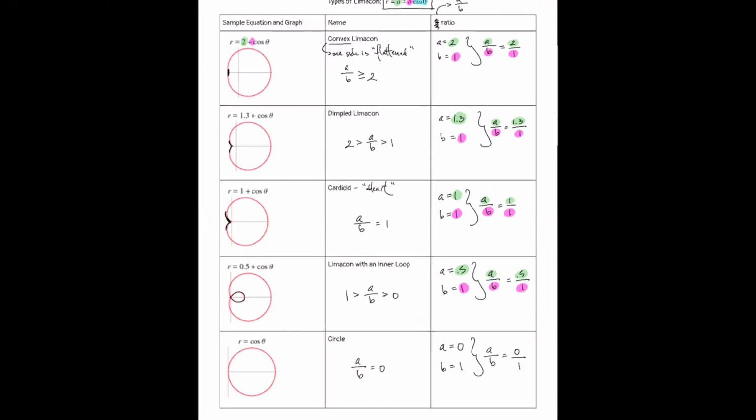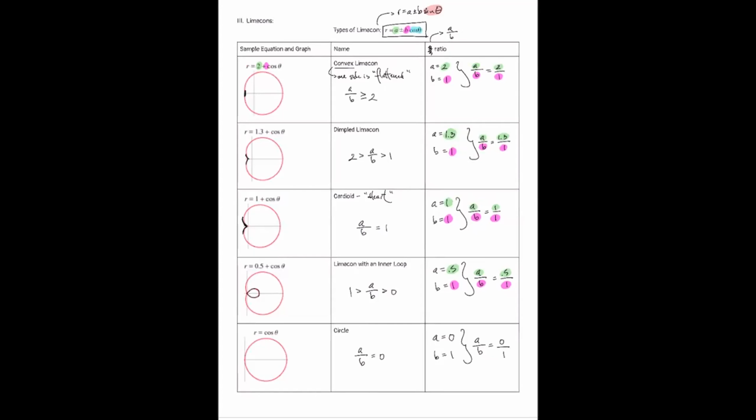Or limacon, rather. You can look at these all with the sine function as well, so A plus B sine theta. And when you have the sine theta, the only thing that's going to change is that the symmetry will be about the y-axis and not the x-axis. Any questions about these 5 shapes so far?